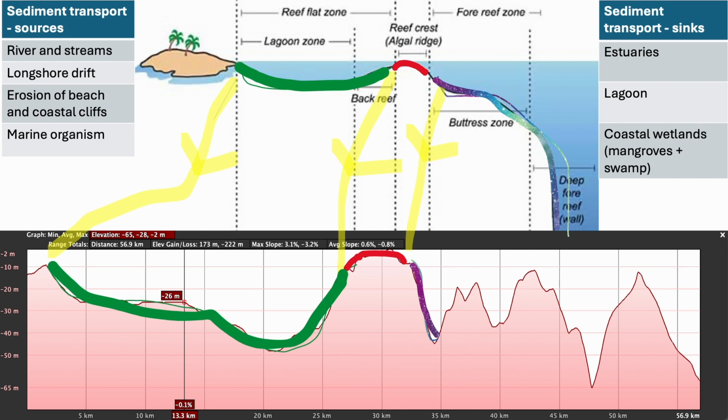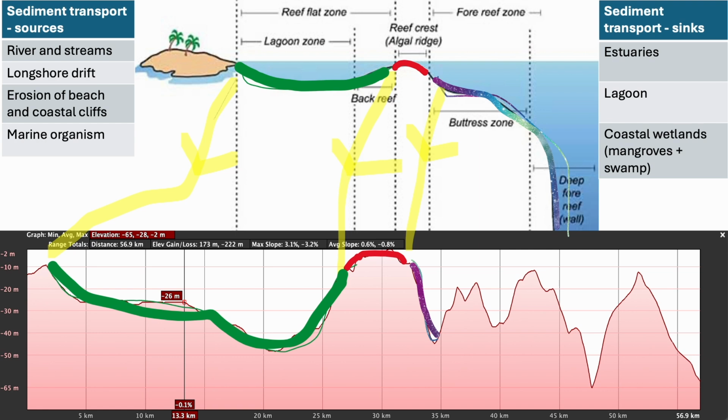Sources and sinks of sediment transportation are summarized in the table on either side of this slide. Waves sort beach sand and contribute to the formation of coastal shorelines and barrier islands. Meanwhile, corals and marine life build up the limestone structure of coral reefs. I have compared an elevation profile of the coastal area with the ideal cross-section of the reef system and managed to match each of the features.